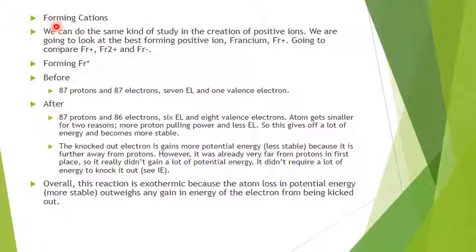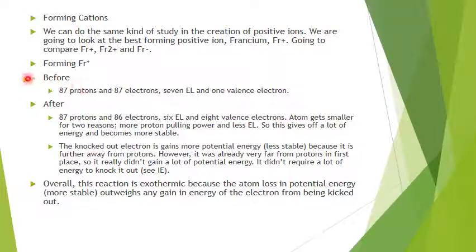Okay. All right. So what we're going to go through here is a similar type of thing. And really, let's just focus on Fr plus, and we can do the same thing with Fr2 plus, Fr minus. But Fr plus is the easiest and the most energetically favorable form of ion for francium. And let's take a look at why. So francium has 87 protons, 87 electrons, 7 energy levels, and 1 valence electron. And that valence electron is 7 energy levels away from the protons.